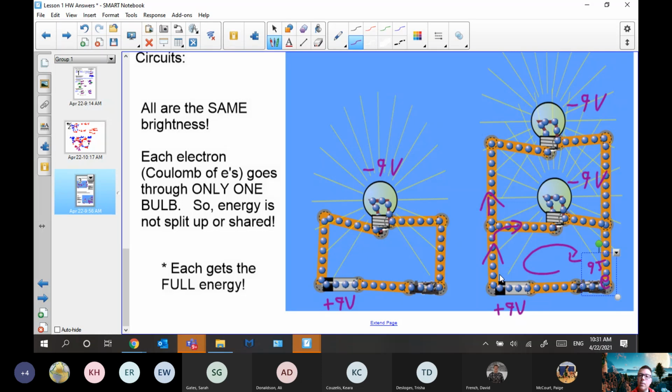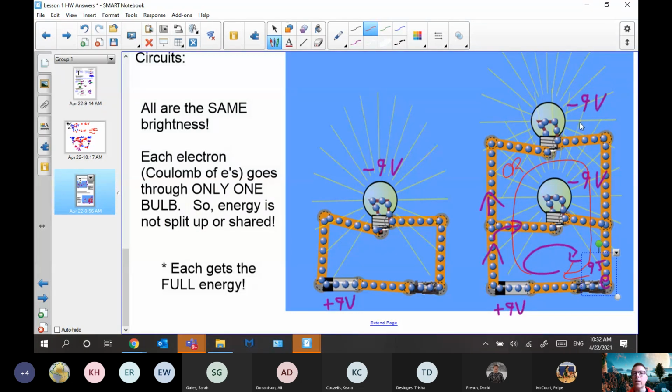So yeah, this circuit here. Let's go for a different color. So let's go red, right? Or you're going to go up through that one, right? So they're only going through 1 bulb ever in this type of simple single bulb parallel circuit, and so they drop off full energy in each one. That's why the same brightness in each one.